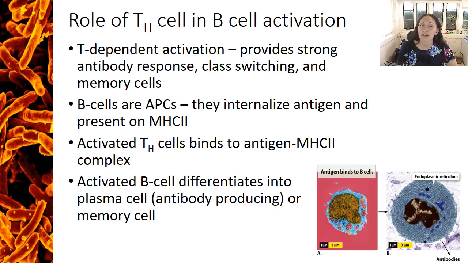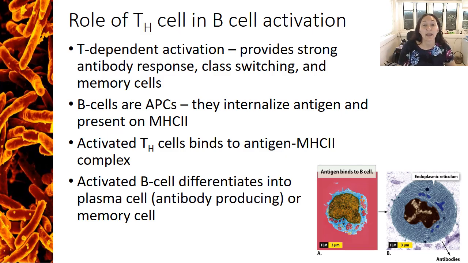So sometimes B cells can be activated without T cells, but it makes a much weaker response, and it's really not how we want the immune system to function. One thing to note as we move into how B cells are activated is to keep in mind that B cells are also considered antigen-presenting cells. So they are able to internalize antigen and present it out on MHC2 molecules. This is going to be important for their interaction with those helper T cells.